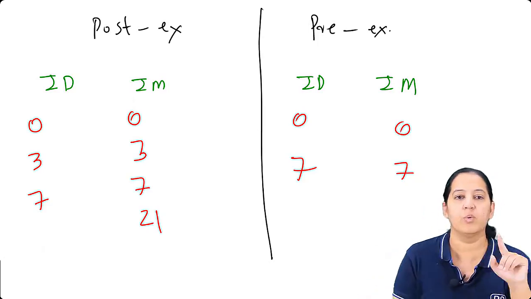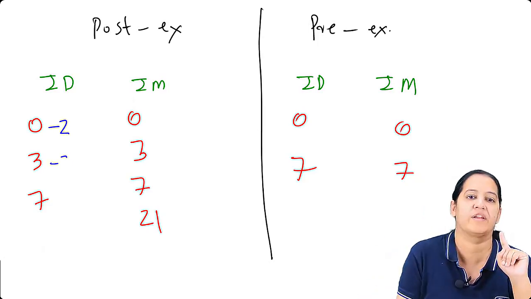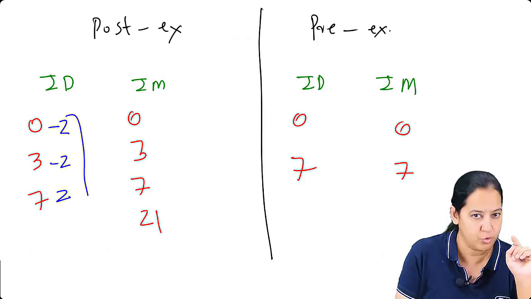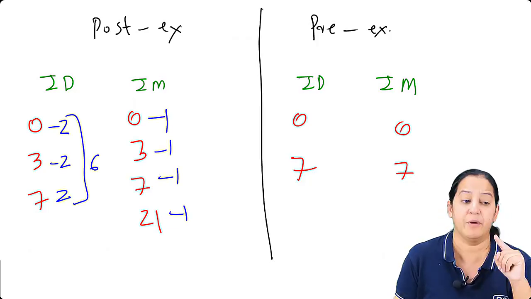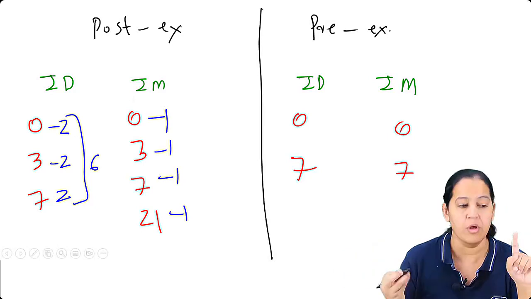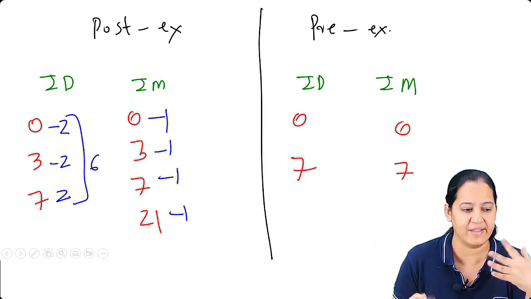Learn a rule. The rule is that intradermal is always 2 injections at a time, so the total will be 6. Intramuscular is always 1 at a time because it is deep. Deep hai toh ek hi, superficial hai toh 2 de do. It's like this I have learned.